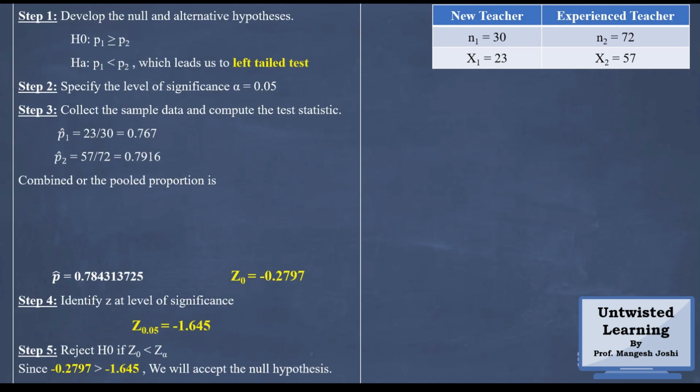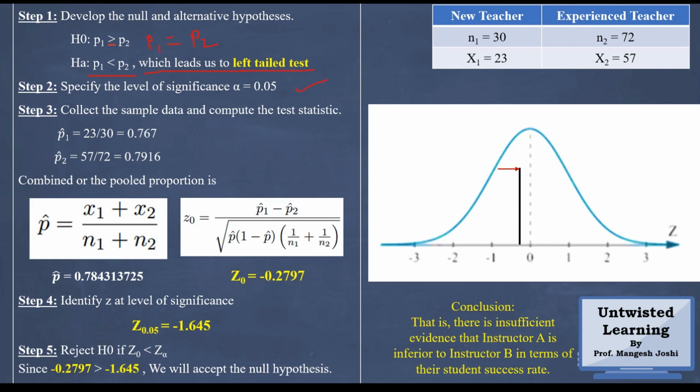So let us solve this problem step by step. Again, in proportions, you have to assume this as equal. So we have the null hypothesis P1 greater than or equal to P2, and the alternate hypothesis P1 less than P2. You can also write this as P1 equals P2 and P1 less than P2, which leads us to a left tail test. Now specify the level of significance, that is 0.05. Collect the sample data and compute the test statistic.